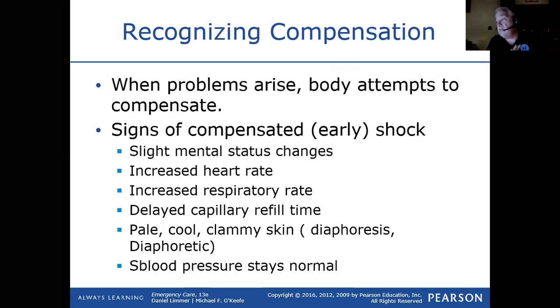Okay, so now the body never lets somebody just die without trying to fix it or correct it or compensate for it. So the term compensated is to realize there's something going on, but try to do things to stabilize it, right? So when you compensate for something, you're saying, okay, yes, they are bleeding, but there are things the body can do to try to keep the blood pressure up. So that's what we're going to talk about now.